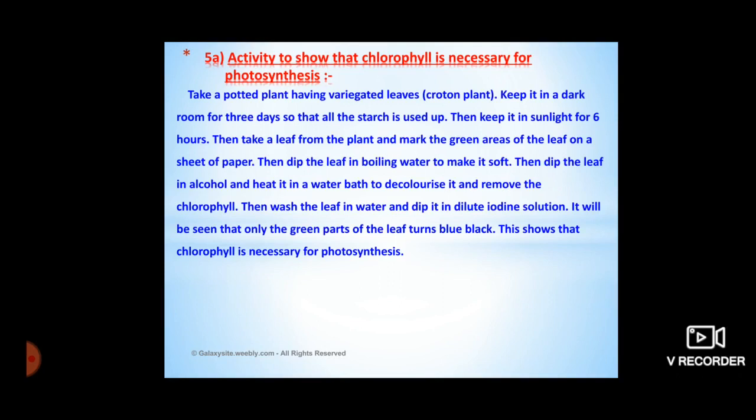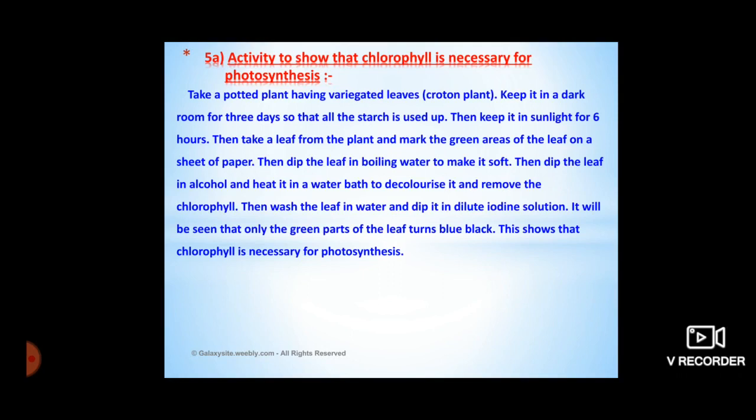After boiling the leaf in boiling water, again we have to dip it in alcohol and heat it in a water bath. Why do we have to dip this leaf into the alcohol? Because whatever chlorophyll pigments are present in that leaf will dissolve in the alcohol. Then wash the leaf with water and dip it into the iodine solution.